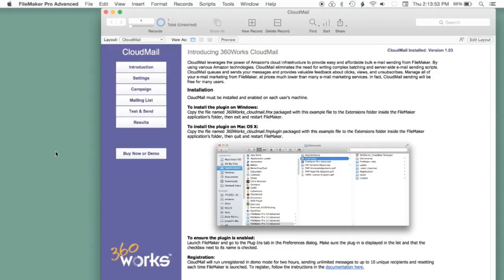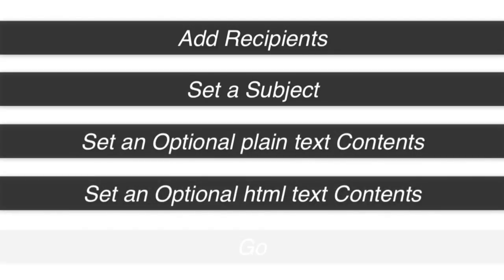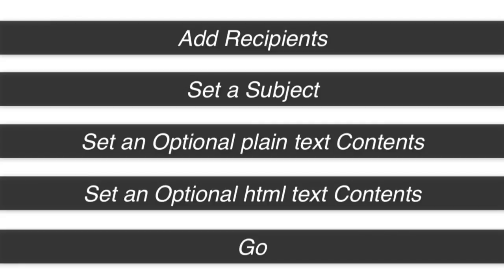It's designed to be very easy to add to your solution. From an API standpoint, it is a traditional FileMaker plugin. You can install it on the server or on client copies of FileMaker Pro. And the API for it is dead simple. It's basically add one or more recipients, set a subject, set optional plain text content, set optional HTML content, and then go. So it's very, very simple to use.